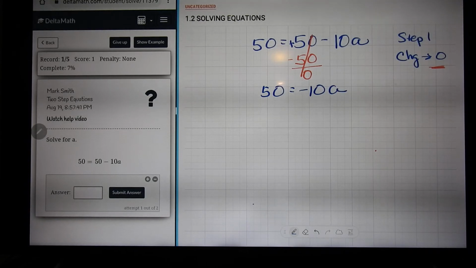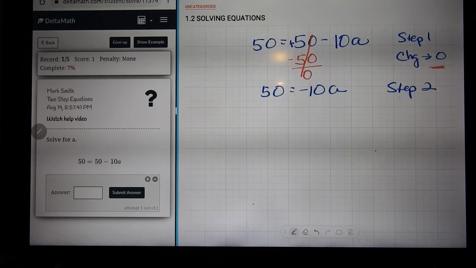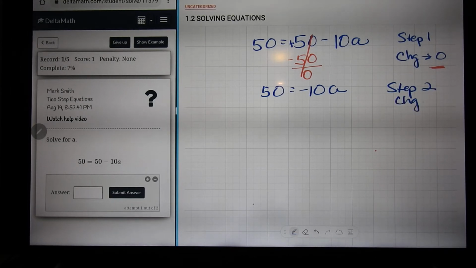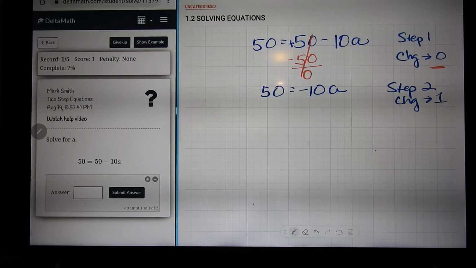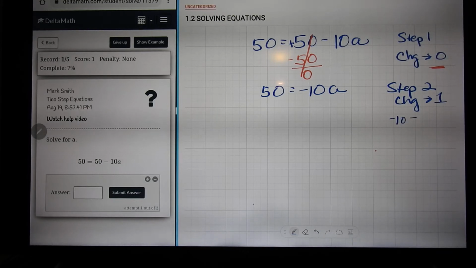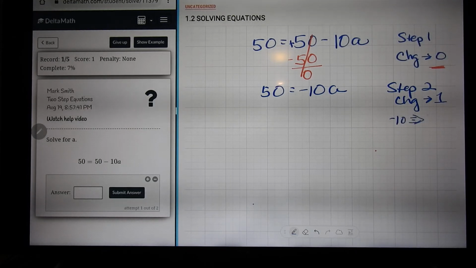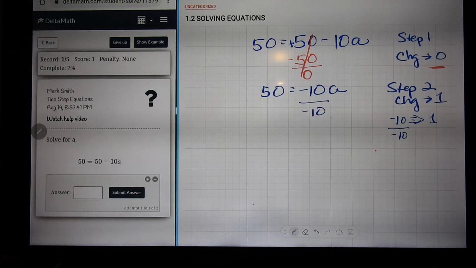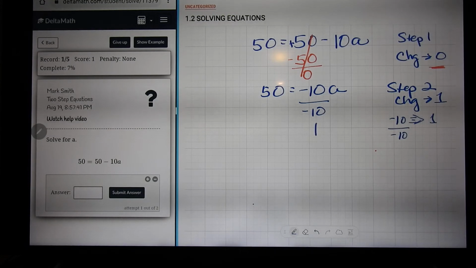Now there's nothing else I can add or subtract, so I'm going to do step 2, which is change to a 1. We need to change negative 10 to a 1. How do we do that? We divide it by itself. So divide by negative 10, and that changes negative 10 to a 1. So now we have 1a on this side, which is what we want.